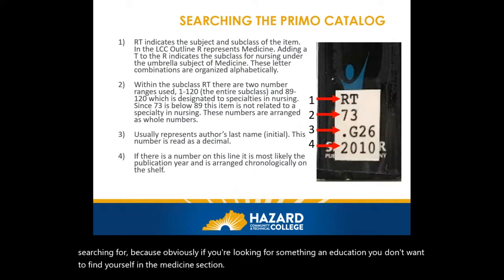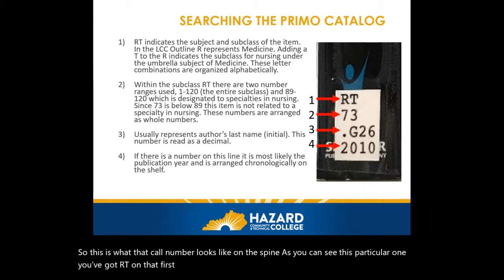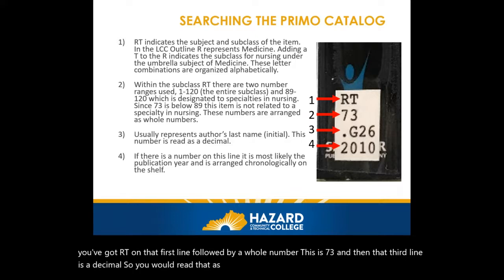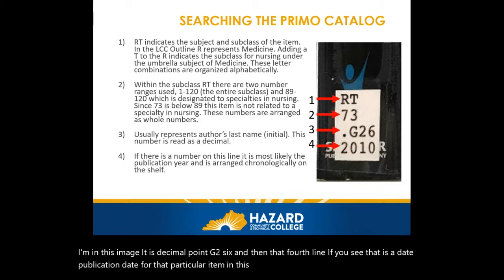So this is what that call number looks like on the spine. As you can see, this particular one, you've got RT on that first line, followed by a whole number. This is 73. And then that third line is a decimal. So you would read that as a decimal. And in this image, it is decimal point G26. And then that fourth line, if you see that, that is a date. Publication date for that particular item, and this one was 2010, excuse me.